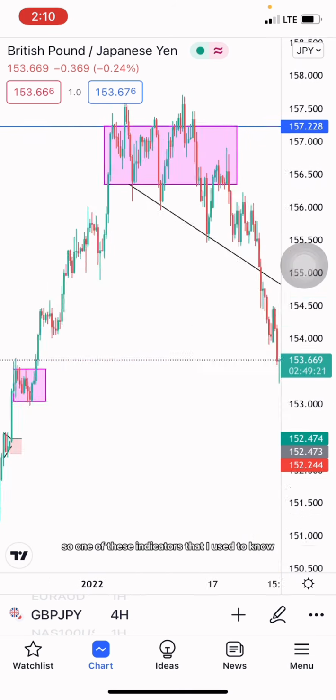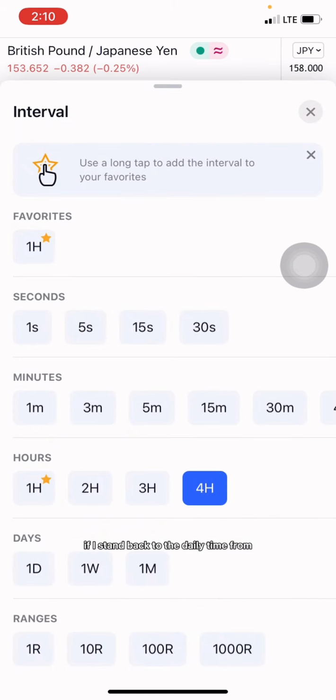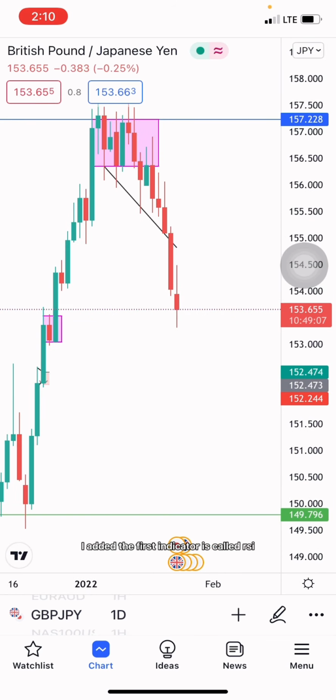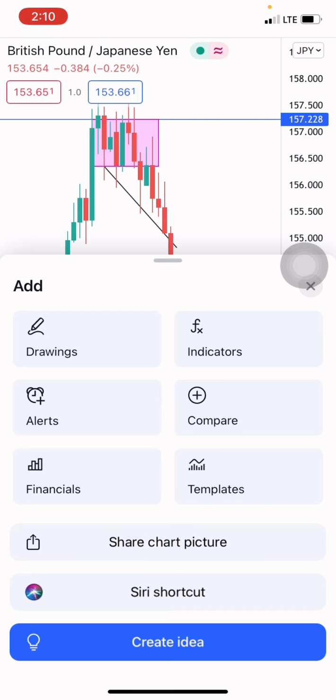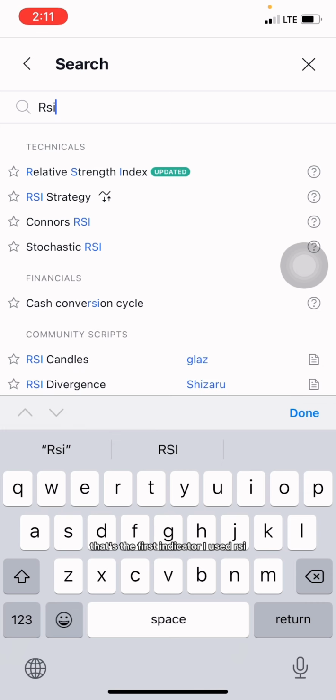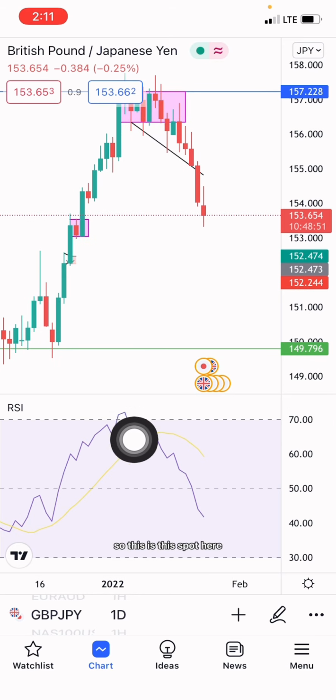One of the indicators that I used to know how the market is, I came here onto my indicators. Let me first turn back to the daily time frame. I added the first indicator, called RSI, Relative Strength Index. That's the first indicator that I used, RSI. You see, this is my RSI down here. This spot here is where I took my trade, and that's the same part here. What you see here just represents what's up here.